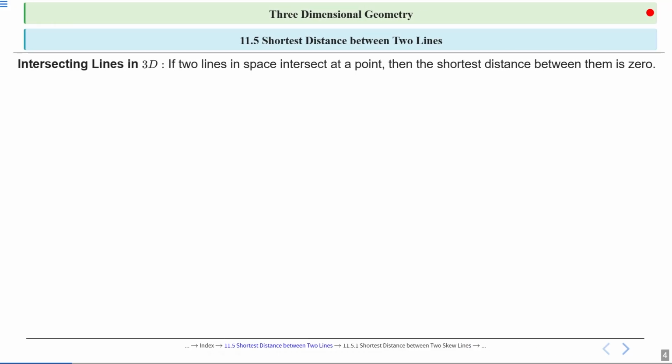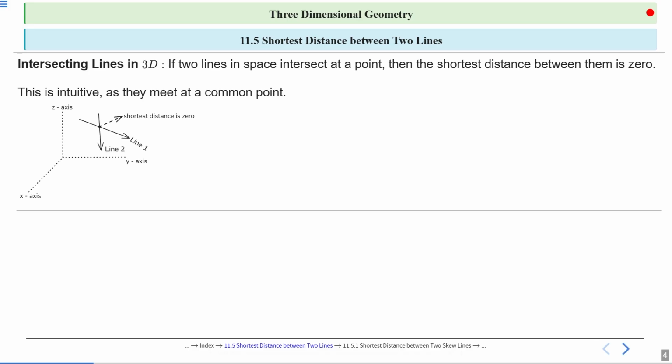So let's start by looking at intersecting lines in three-dimensional geometry. If two lines in space intersect at a point, then the shortest distance between them is 0. Notice how this makes sense intuitively. If the lines meet at a common point, there is no space between them at that spot. So here is the visual representation showing two lines intersecting in space. Take a look at the diagram and see how the lines cross at a single point.